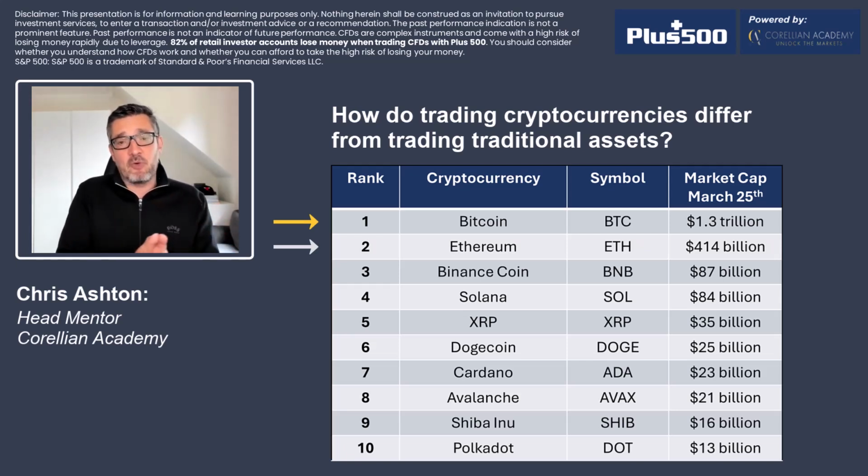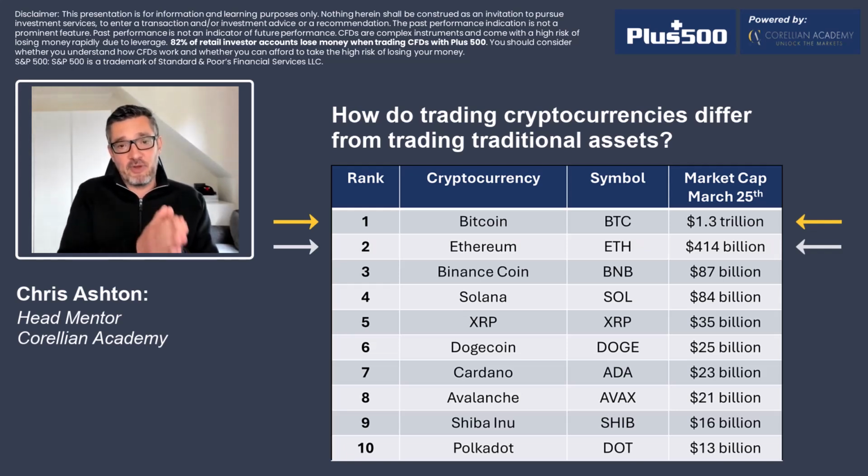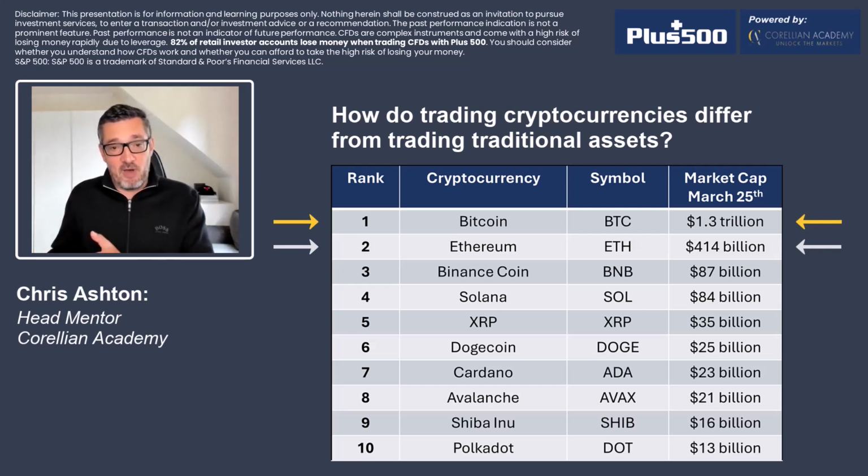As you can see, Bitcoin at 1.3 trillion has 3 times the market cap of Ethereum in second place, which in turn at 414 billion is over 4 times larger than the number 3 coin, Binance Coin or BNB, at 87 billion. This chart shows the dominance of these 2 main cryptocurrencies, and what you often find is what is good or bad for these specific coins will impact sentiment for the wider market.